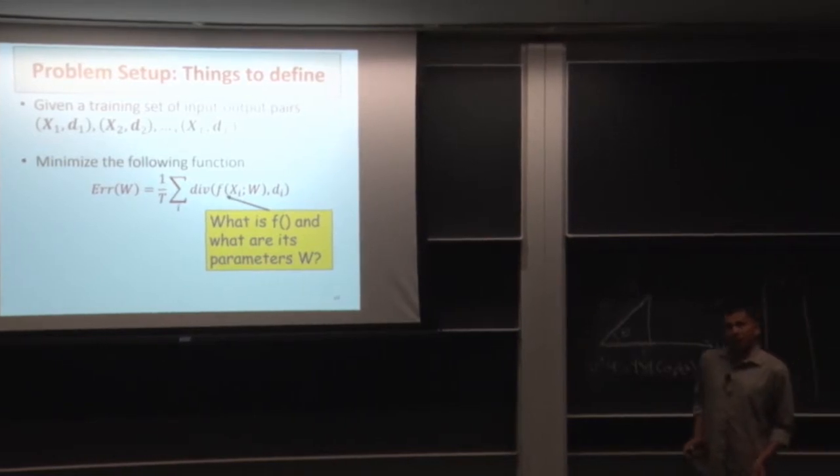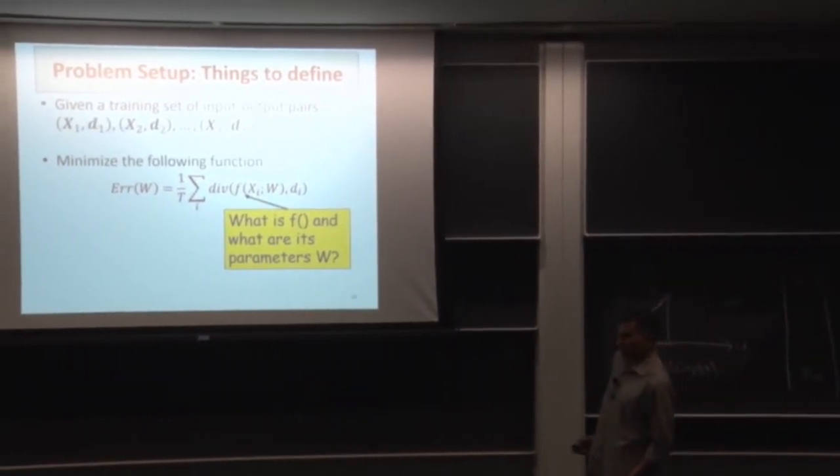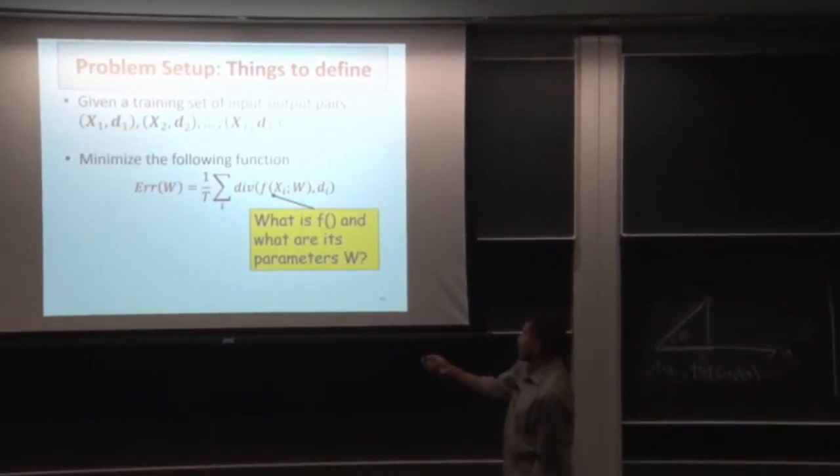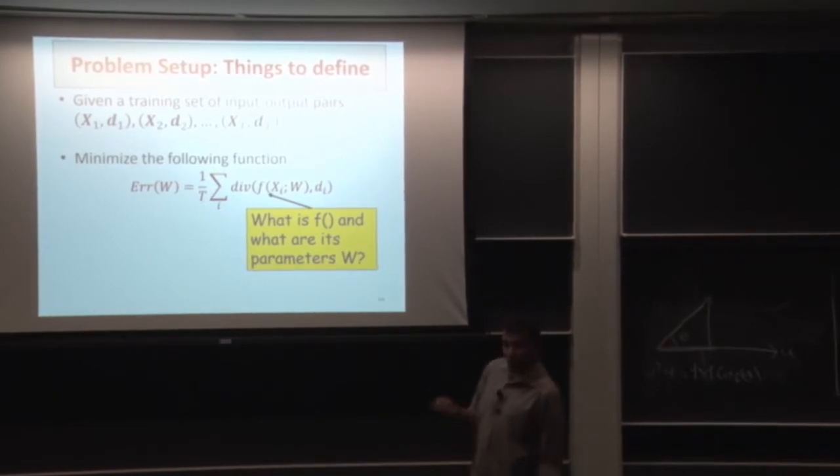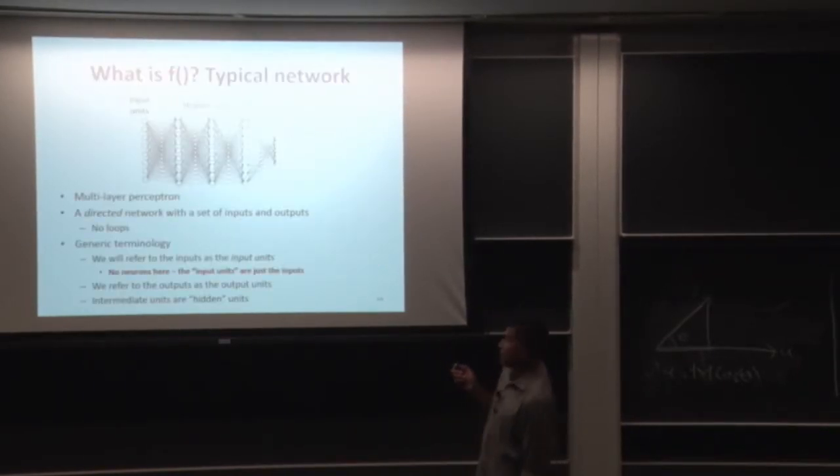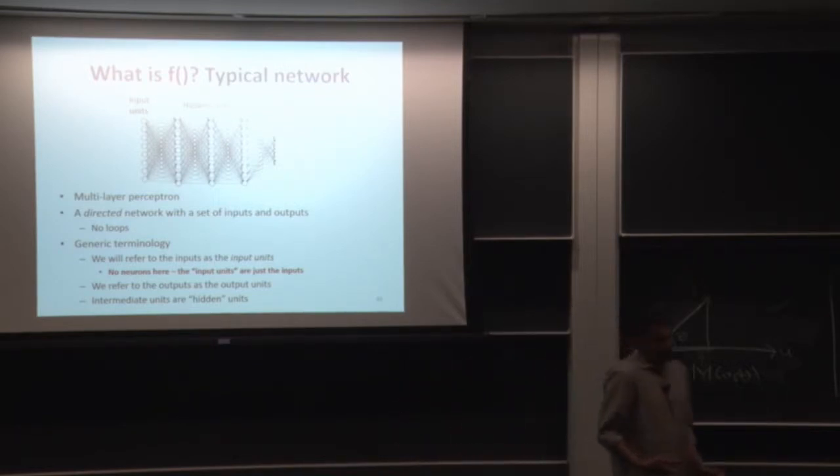Let's start with the function f itself, because this is the easiest one to define. We have a function, we have the parameters, and we all know what this function was supposed to be. This was just supposed to be a multilayer perceptron. The way we will define it, it's a directed network with inputs and outputs. There are no loops, which means that when I provide it any input, that is going to flow directly to the output without ever going back and revisiting any unit in the middle.